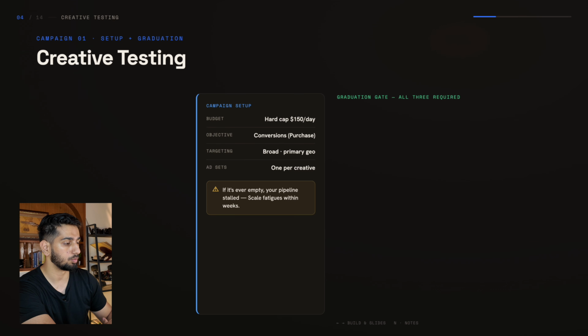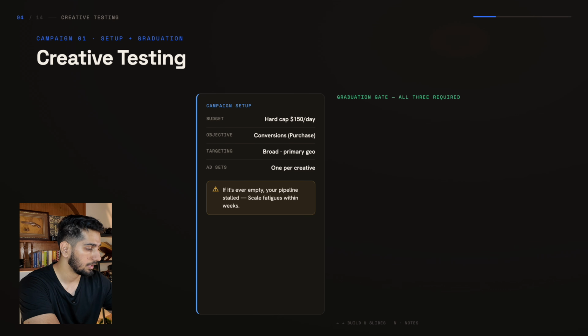As for the targeting, you want to go broad targeting, no interest stacking, nothing, just leave it broad. Let Facebook find the buyers for you, right? And for the geolocation, for the location that you want to target, you target your primary market. If that's the US, you target US. If that's Australia, you target Australia. Whatever it is, just target that.